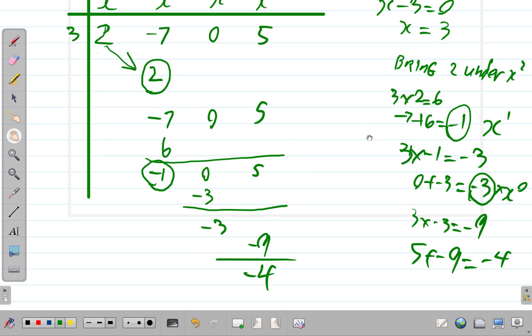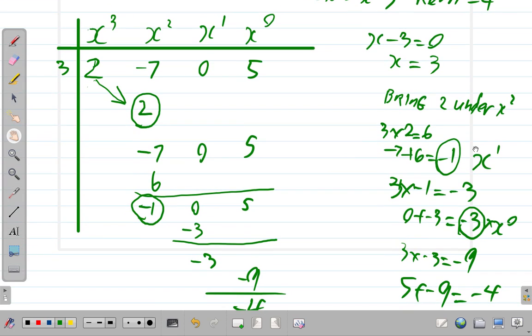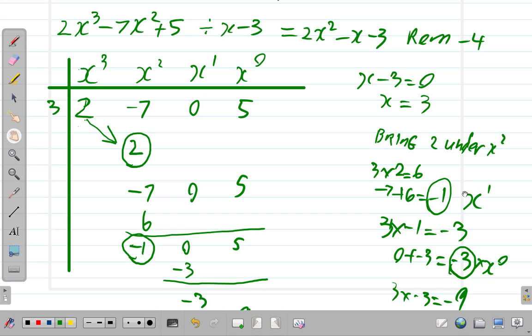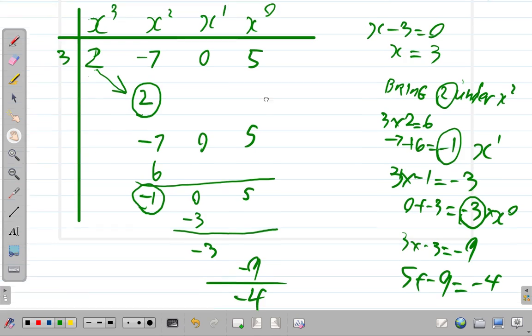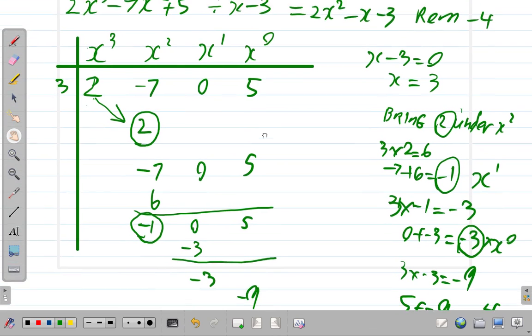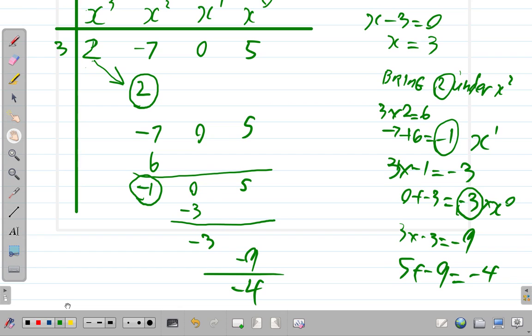Alright, so let's see what happened here. 2 will multiply x squared. Negative 1 will multiply x to the 1. Negative 3 will multiply x to the 0. And the remainder is going to be negative 4. Right, negative 4. So what you really have is this as the answer.